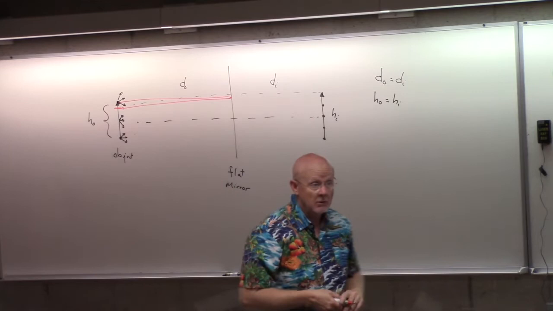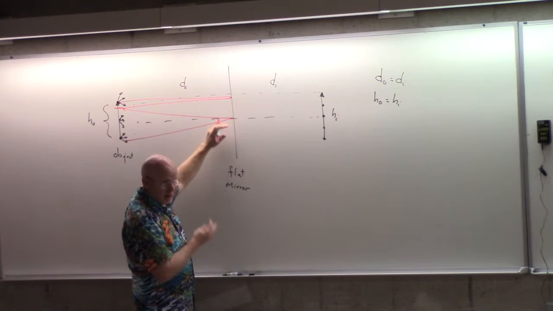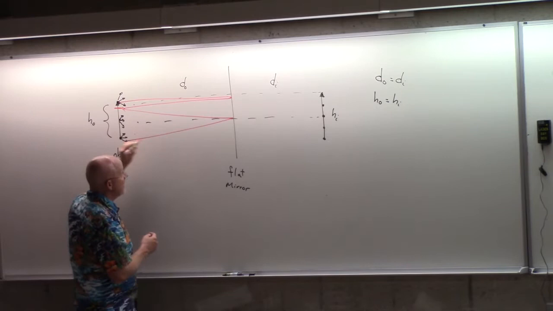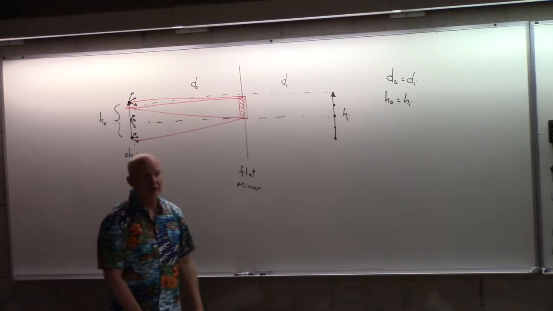And the same thing with your feet. The feet would come up and hit near the midway point, maybe a little higher. In fact, if your eyes were exactly at the top of your head and your feet at the bottom, this light would actually hit halfway up the height of the mirror. And the point being is the only useful part of the mirror is half the size of the person.